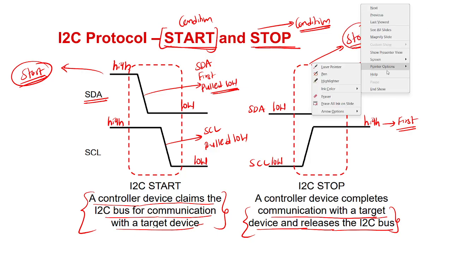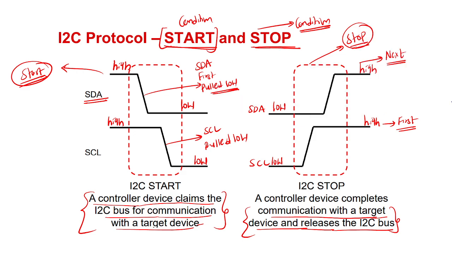So this is about the stop condition and start condition. Hope you understood. In the start condition, first SDA will be pulled from high to low, and next SCL will be pulled from high to low. In the stop condition, first SCL will be pulled from low to high, and next SDA will be pulled from low to high. There should be some delay between SCL and SDA. This is about the start and stop condition.